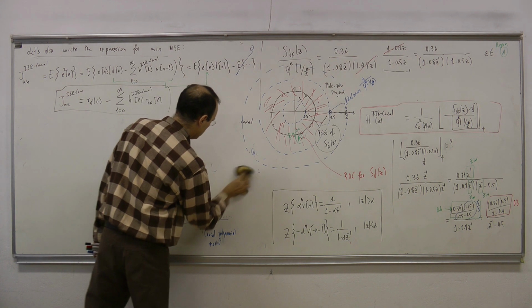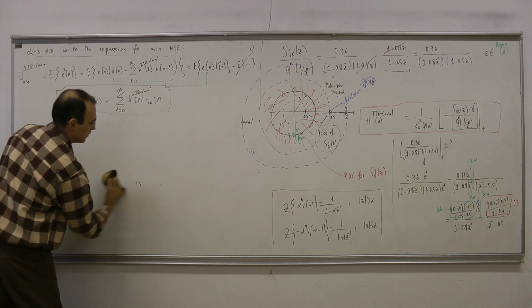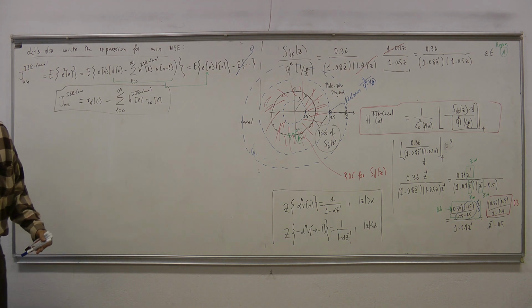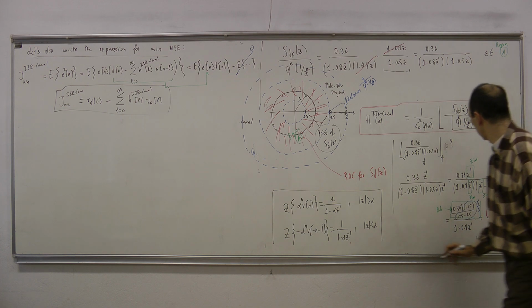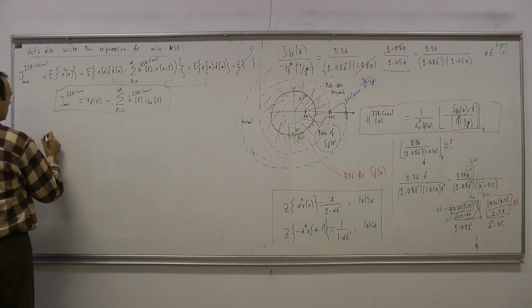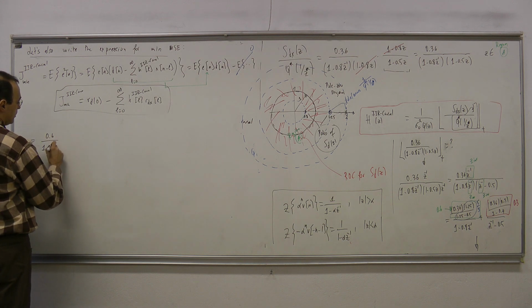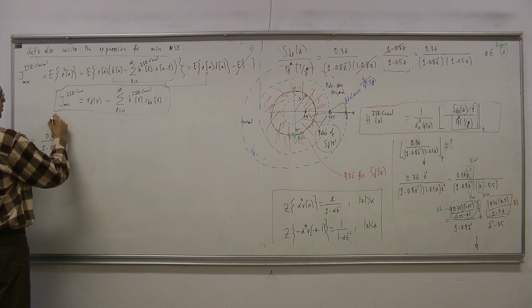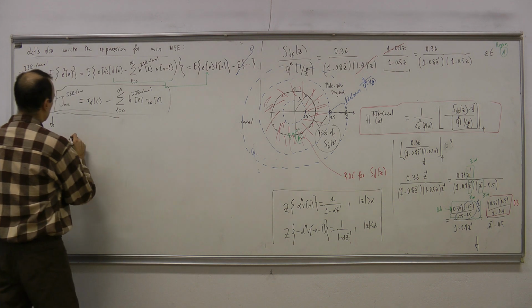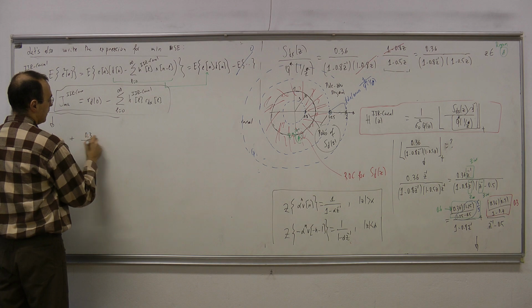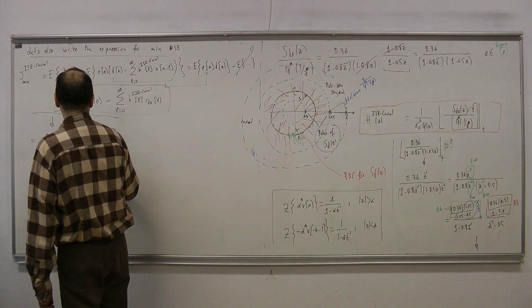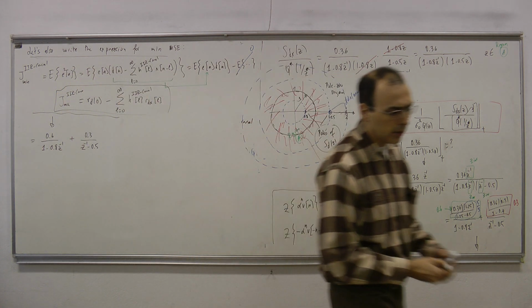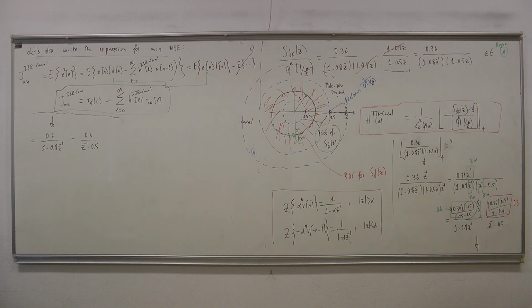Let me erase this. So if I then continue with this, I get what? 0.6, 1 minus 0.8 Z inverse, this continuation, plus I had a 0.3 Z inverse minus 0.5. But let me check. Is this the right answer? Okay, it is right.